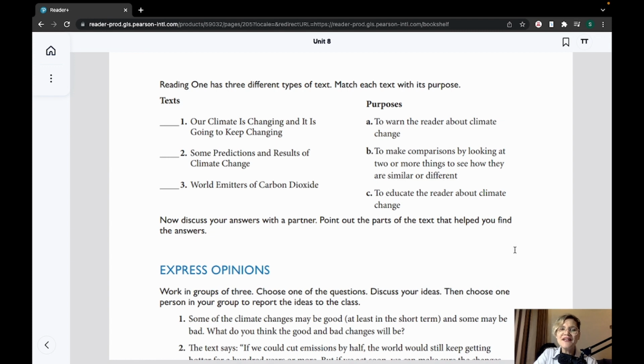Okay, reading 1 has 3 different types of texts. I want you to match each text with its purpose. So we have number 1, 2, and 3, A, B, and C. Go ahead.